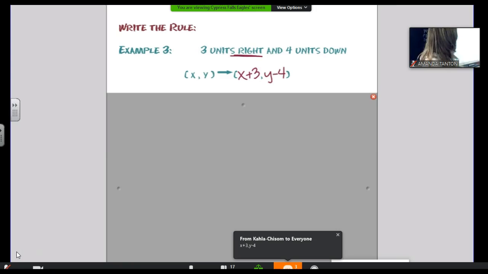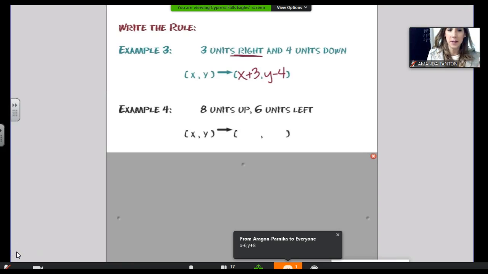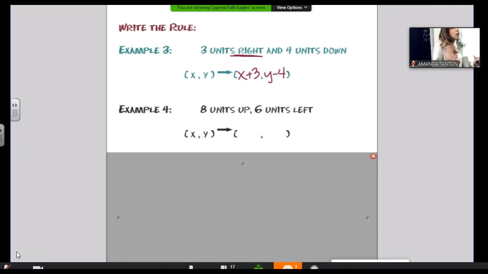All right, let's try this one. You guys can type your answers in the chat. Okay, so we need to be careful. It's not always going to be in the right order, right? 8 units up, that doesn't affect the X, that affects the Y. That is Y plus 8. So it's not always going to be in X, Y order. Very good. 6 units left means X minus 6.